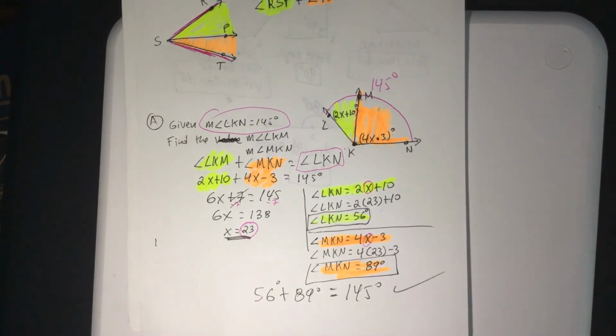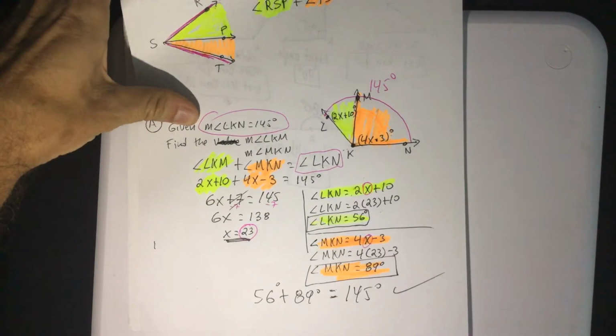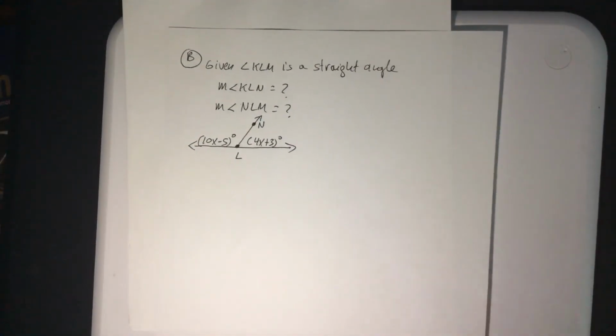So I want to give you an example for you guys to try. See if you are able to do it. So let me move this. And I want you guys to try this one here. Okay? Now this one says, given the angle KLM is a straight angle, right? Straight angle, remember, straight angle means 180 degrees. Find the value of angle KLN and angle NLM. Pause the video, see if you're able to do it.